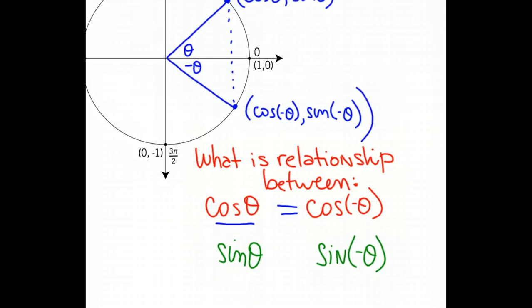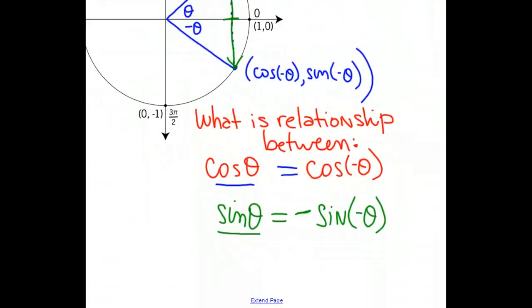Remember that theta and negative theta are the same size. The only difference is the direction of the rotation. That means that the distance from the x-axis up to this point will be exactly the same as the x-axis down to that point. And so their distances will match. It's just that the sine of theta will be a positive number and the sine of negative theta will be a negative number. So we'll say that the sine of theta is equal to the negative of the sine of negative theta. Or you might hear some people say the sine of theta is equal to the opposite of the sine of negative theta.